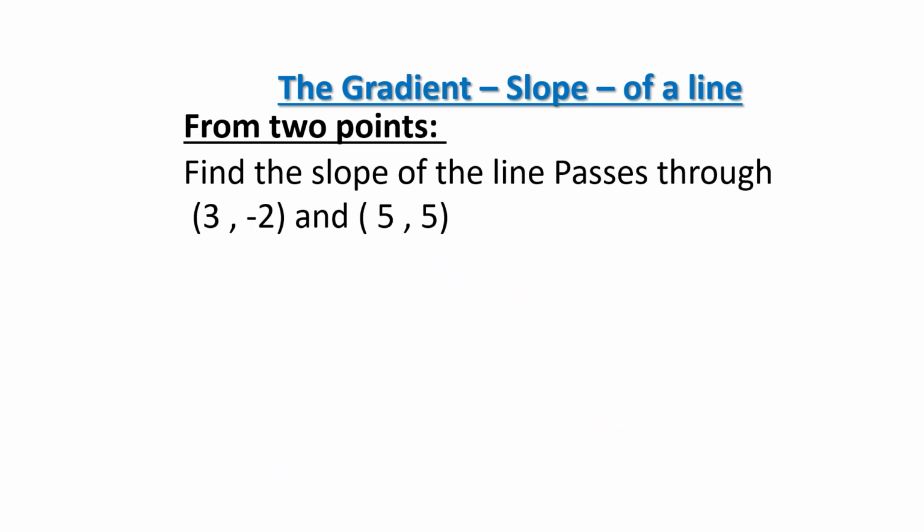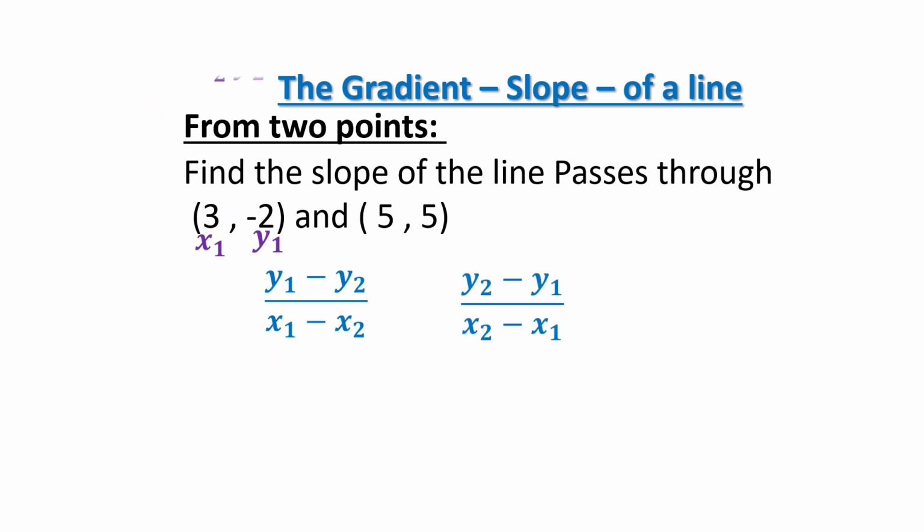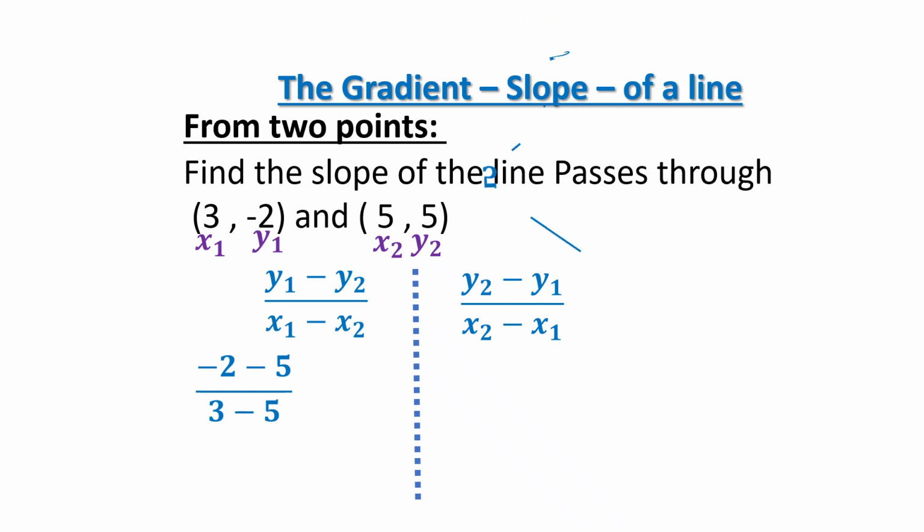Now let's look at this example. You can pause and try it. I'll first write the formula. The first point is x1, y1. The second point is x2, y2. With the values, y1 is -2, y2 is 5, x1 is 3, x2 is 5. So it will just be something like this. Now, -2 minus 5 is -7, and 3 minus 5 is -2.